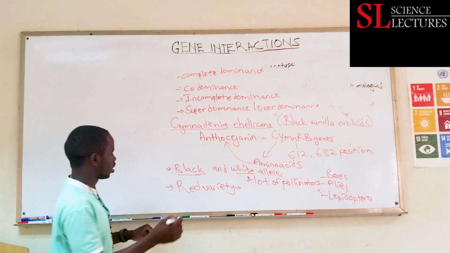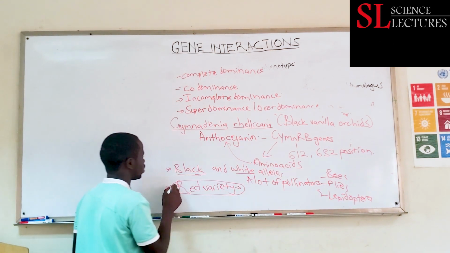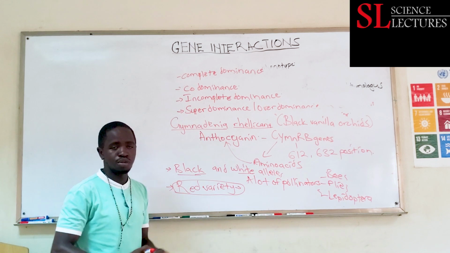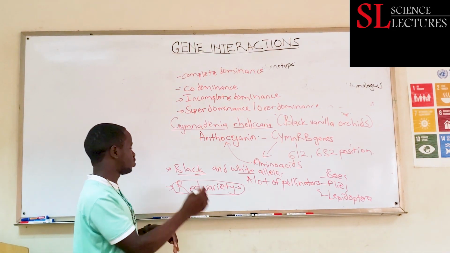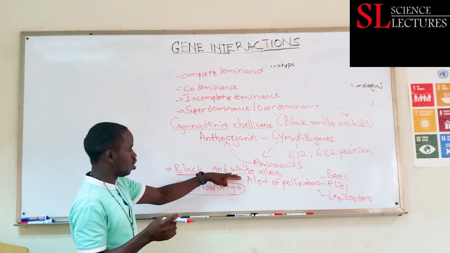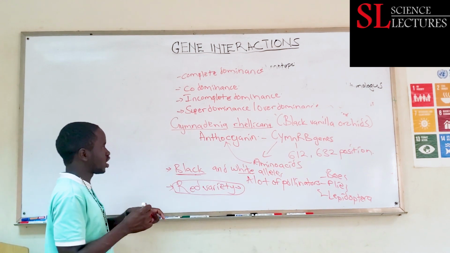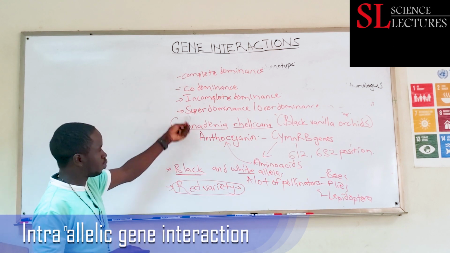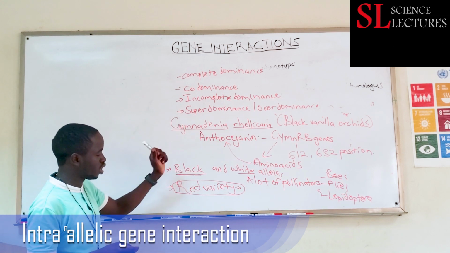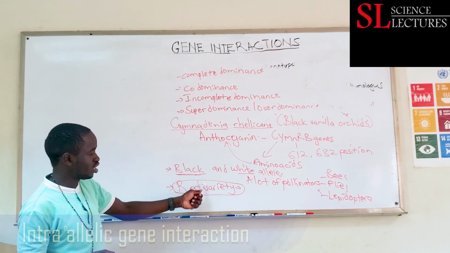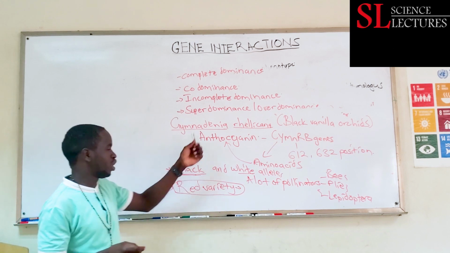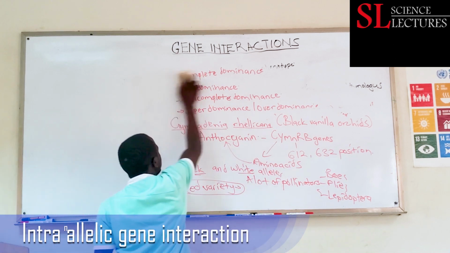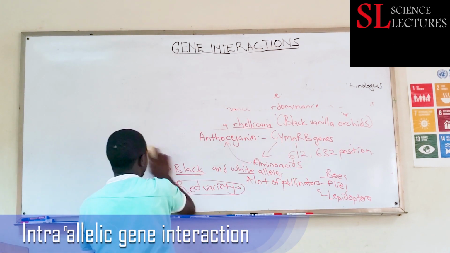And as of today, the red variety, which is heterozygous for both the black and white alleles, is very high in population compared to individuals that have only the black or white allele, which brings us back to superdominance over dominance. That the offspring is heterozygous and it's superior. It has a superior trait compared to both homozygotes. So that is it for intra-allelic gene interactions.